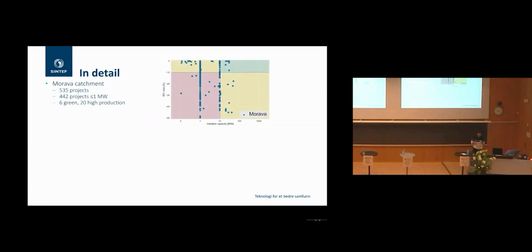A bit more in detail, I will show you 4 catchments. 25%, 1/4 of the projects are in one catchment, the Morava catchment, which is big. But out of these more than 500 projects, only 20 have high production. All the rest is between 10 and 1.